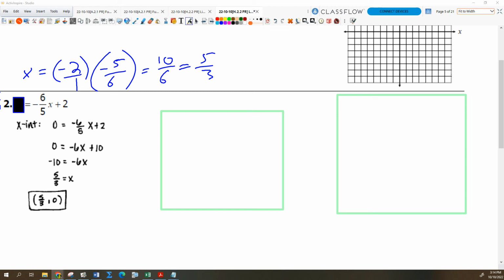Okay. How would I find the Y-intercept? Set the, right, so I cover up the X term, in other words. I'm going to set X equal to 0, which means I just cover up that X term, and I get Y equals 2.